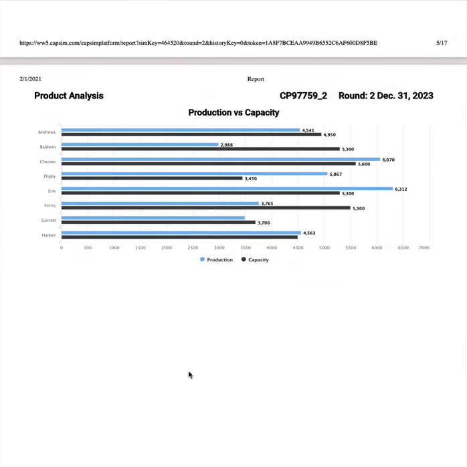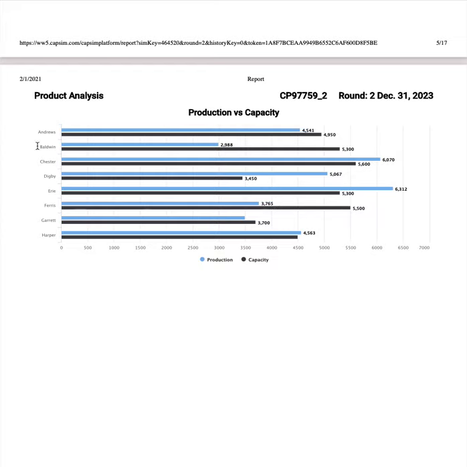Product analysis. Here I just want to point out that some of the teams did not fully utilize the capacity that you purchased. What does it mean? It means that it depreciates, right? Your land and equipment, everything depreciates each round.